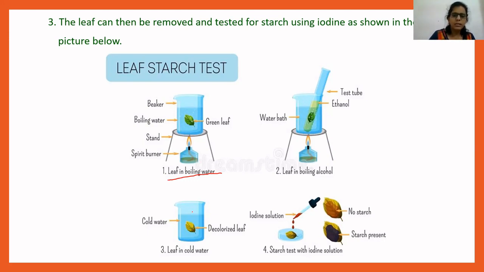Third step is, because the leaf gets brittle after boiling in the alcohol, you have to take out the leaf and put it in cold water, or the same hot water you can place it, so that the leaf can again become soft. Now spread the leaf on a white tile or in a petri dish and add iodine drops on it. So you will get the result. If starch is present in the leaf, you will get blue black color, and if starch is absent in the leaf, you will get orange brown or yellow or brown color.